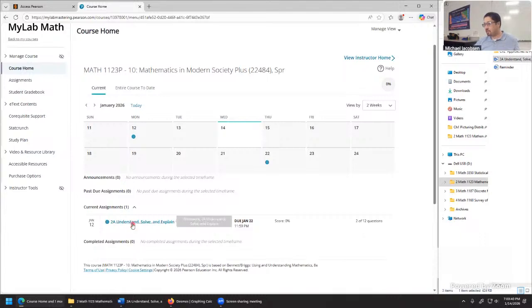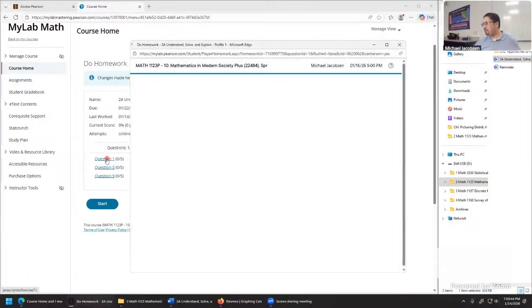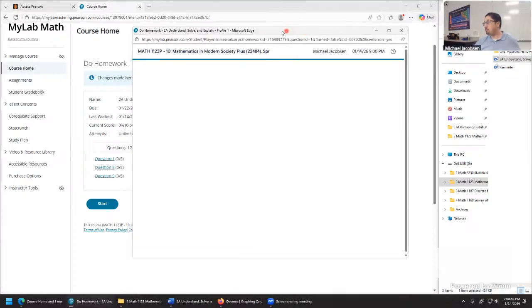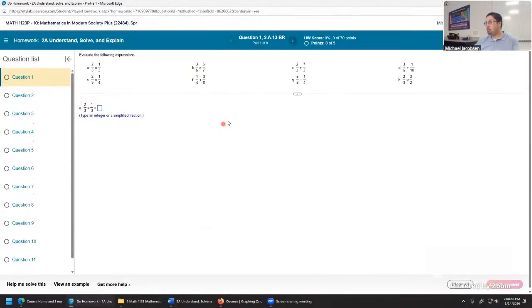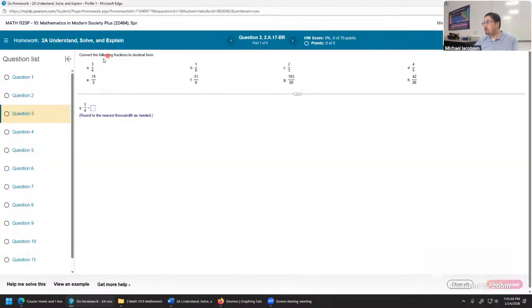There we go. This is more typical for what you'll actually see. And let me see if I can find the right question that matches up with that concept. Question 1 is strictly just fraction arithmetic on this one. So let's see question 2. Right, each of the following is a common fraction. So that's the one we practiced before the current one. Convert the following fractions to decimal form.